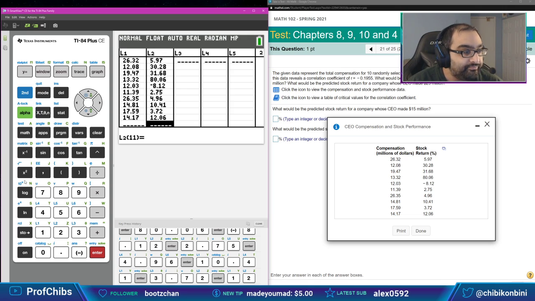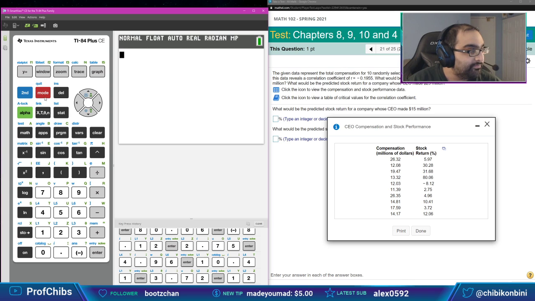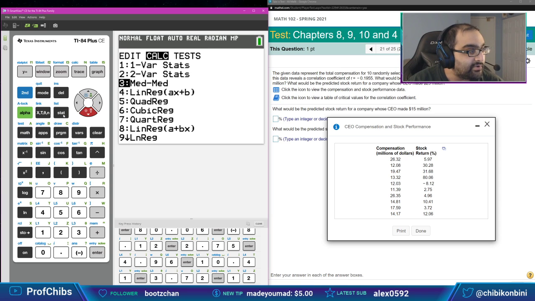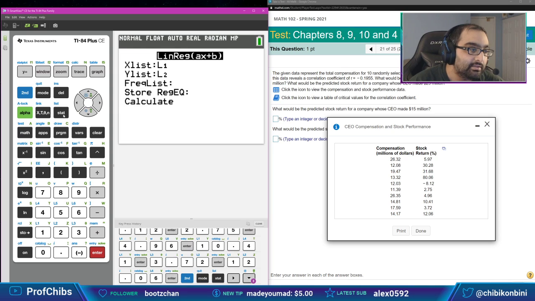Perfectly fine. We're going to quit out of here: second, mode. We'll hit the stat key once again, go over to calc, and go down to number 4, which says LinReg ax plus b. X list will be L1, Y list will be L2. Go to calculate.